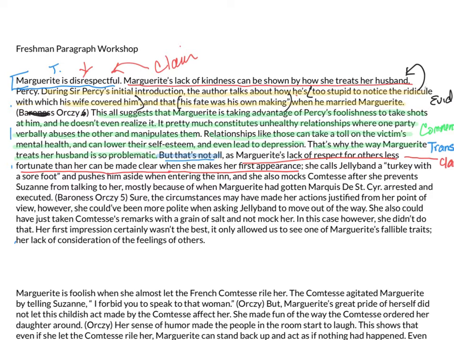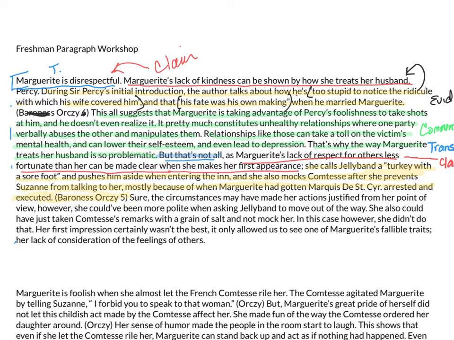And now you can see that claim number 1 and claim number 2 are two different ways that this topic sentence is true. She is disrespectful. Why do you say that? Because of how she treats her husband. Why else do you say that? Because of how she treats others who are sort of below her in social class. So that's the relationship between the claim and the topic sentence. So that really is good. So let's see what we have next.